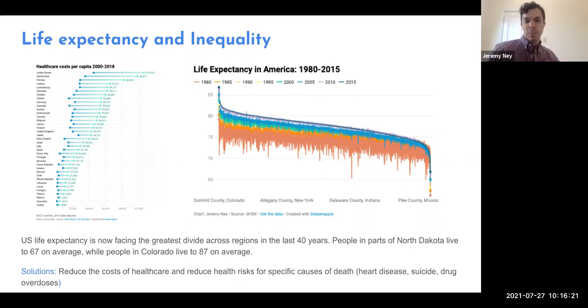So the US has much higher healthcare costs compared to other developed OECD nations, and yet we don't actually have higher life expectancy than these nations. So we're spending more without actually getting more results. And life expectancy has improved over the last 35, 40 years, as you can see from the chart on the right. But there's still a lot of progress that we need to be making, particularly as suicides increase, drug overdoses increase, because of some of these epidemics that we're seeing.